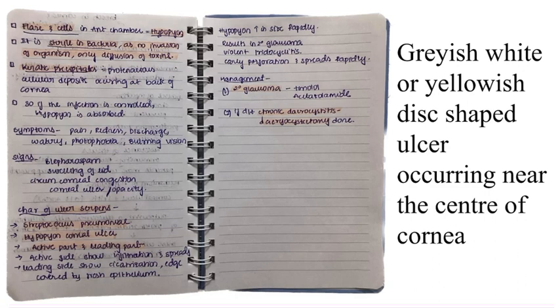Symptoms are pain, redness of the eye, circumcorneal congestion, watery discharge from the eye, and photophobia and blurring of vision can also be seen. Signs include blepharospasm, that means being unable to open or close the eyelid. There will be pain in the eyelid, and also swelling of the lid, circumcorneal congestion, corneal ulcer, and opacity can also be seen. Characteristics of ulcus serpens.